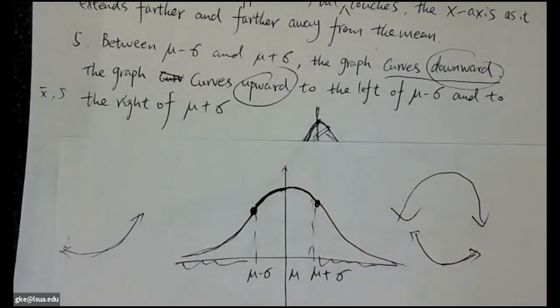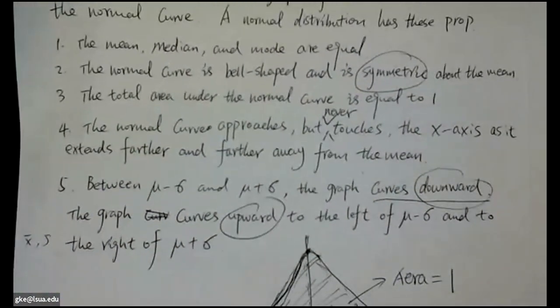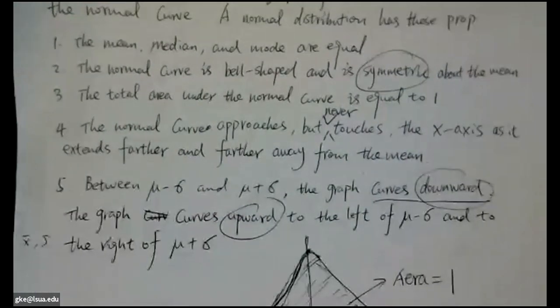Okay, so those are the 5 basic properties of the normal distribution. And I already assigned the homework. In homework 4, there's a bunch of questions about the normal distribution. Okay, be careful. That's it. So those are the 5 properties. I hope this figure can help you guys understand the normal distribution. Now let's take a look at some other important properties.